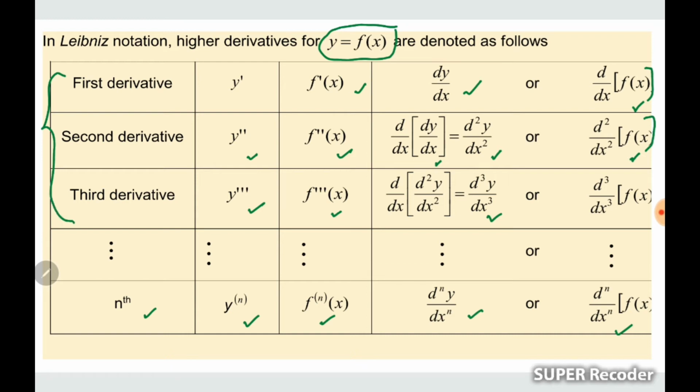Usually, for simplicity of writing, you can write y prime, y double prime, and y triple prime, or f prime, f double prime, f triple prime. Okay, thank you.